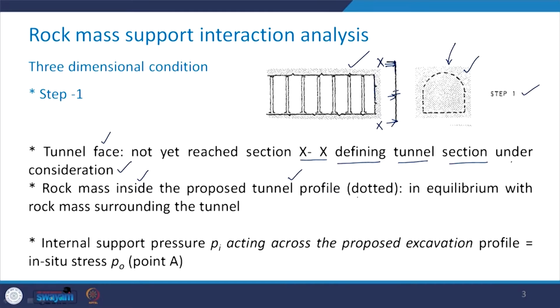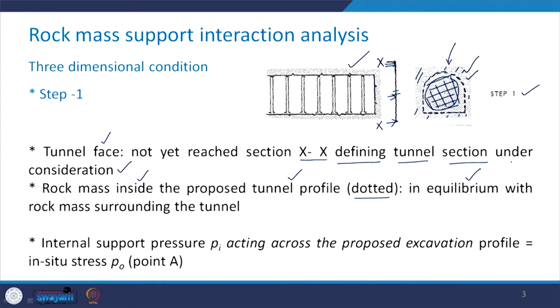Then the rock mass which is inside the proposed tunnel profile, that is this one. This is because the face has not yet reached up to the section XX, so this is shown as the dotted portion. Whatever rock mass is inside this dotted section is in equilibrium with the rock mass which is surrounding the tunnel. That means the rock mass inside this portion is in equilibrium with whatever is outside here.